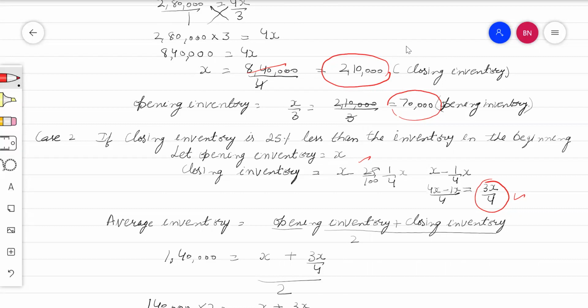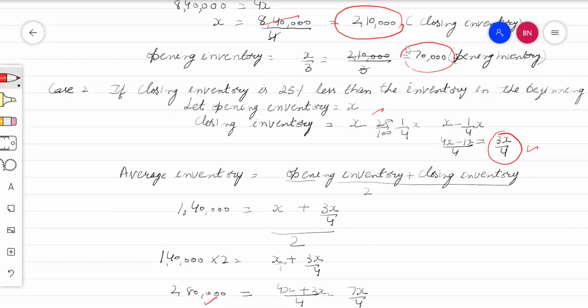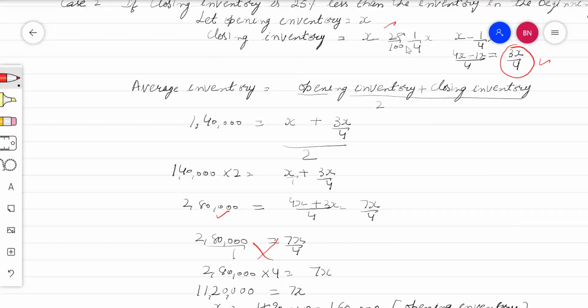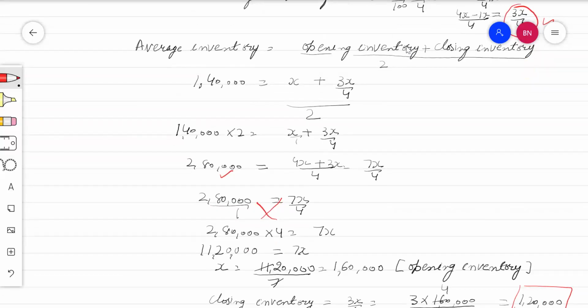Average inventory is 1,40,000, and opening inventory is X plus closing inventory 3X upon 4, upon 2. 1,40,000 into 2 is equal to X plus 3X upon 4, and after solving this equation we get 7X upon 4. 2,80,000 is equal to 7X upon 4, and after cross multiplying we get 2,80,000 into 4 is equal to 7X, and 11,20,000 is equal to 7X, or X is equal to 11,20,000 upon 7, that is 1,60,000. 1,60,000 is the value of X, and X is equal to opening inventory.